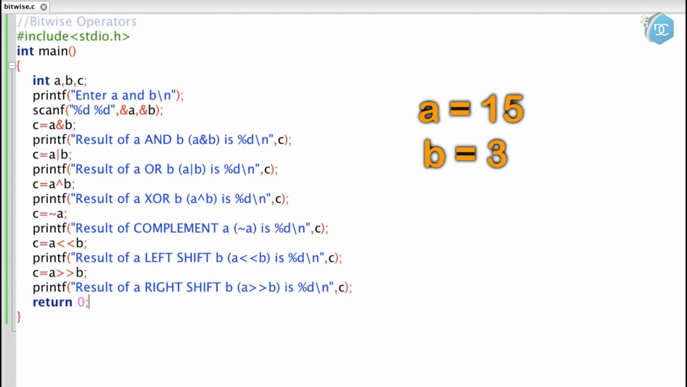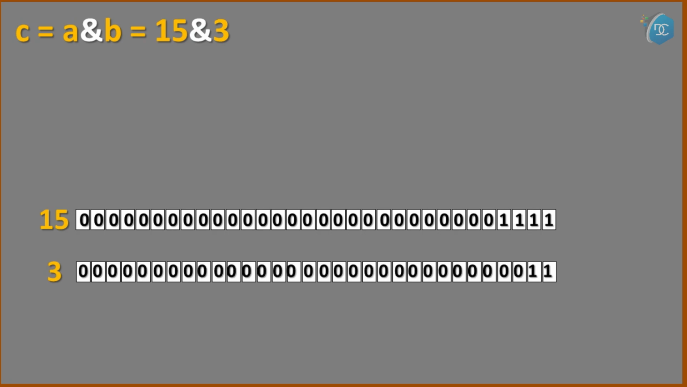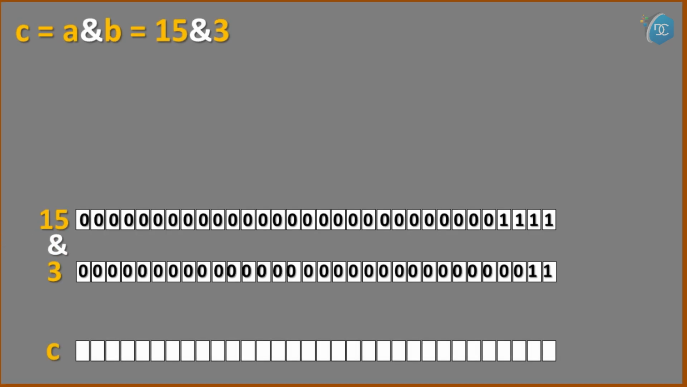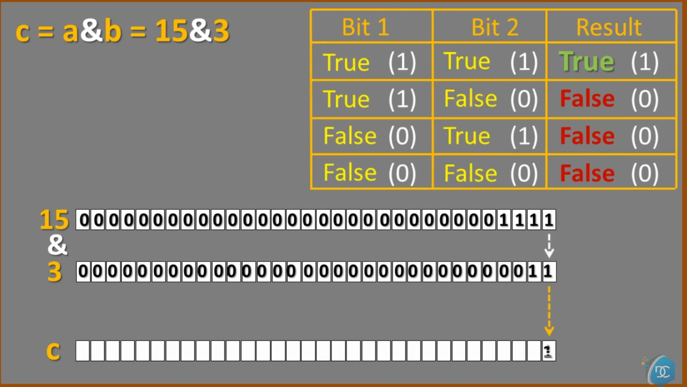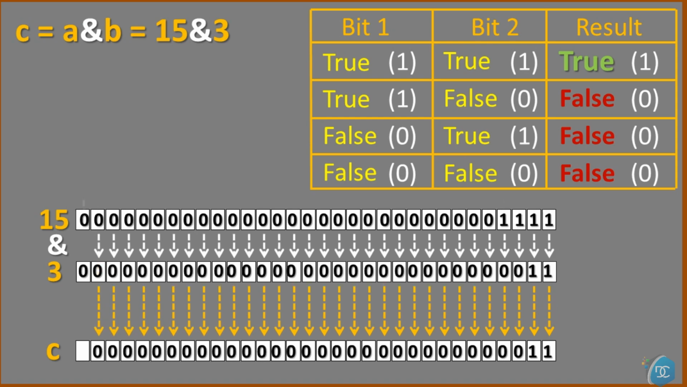This means that in equation C equal to A and B, we need to calculate 15 and 3. Now 15 in 32 bits binary will be written as this and 3 like this, right? Now as we have learnt earlier that if we want to do the bitwise AND operation, it will follow this truth table and the operation will happen on individual bits like this, which will result in 3. So C becomes 3 in this case.